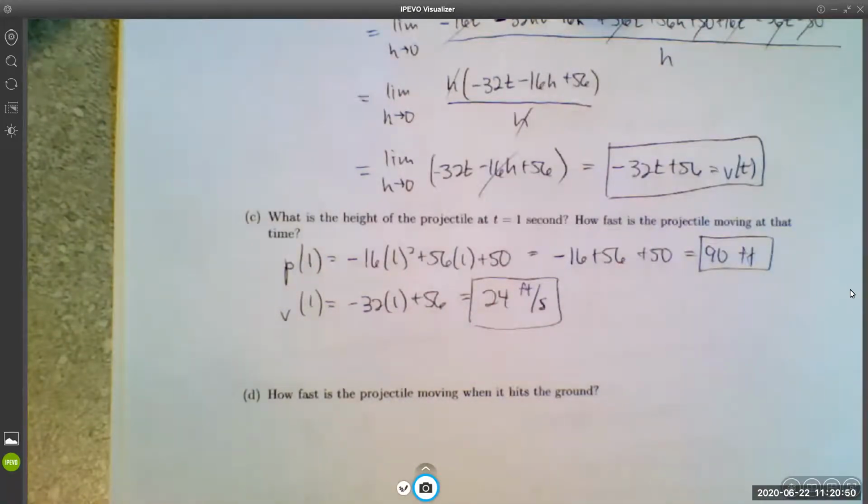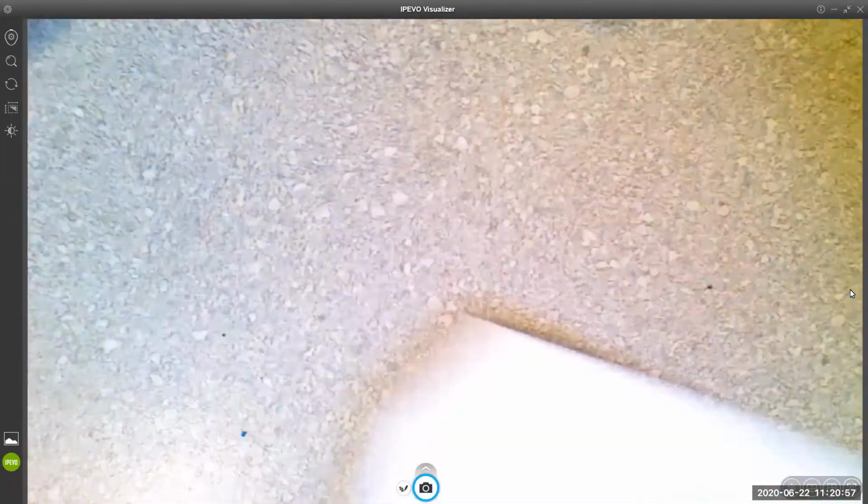Okay, part D, how fast is the projectile moving when it hits the ground? Oh, okay, how fast is it moving when it hits the ground?